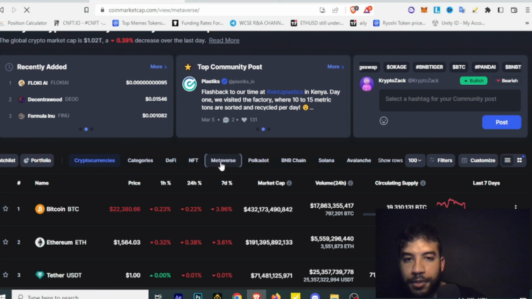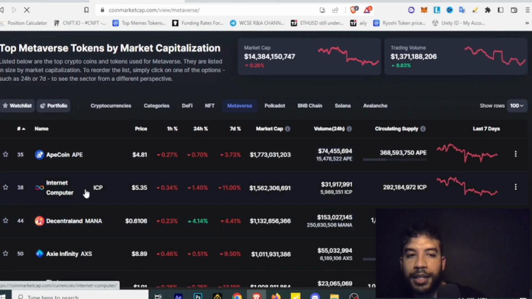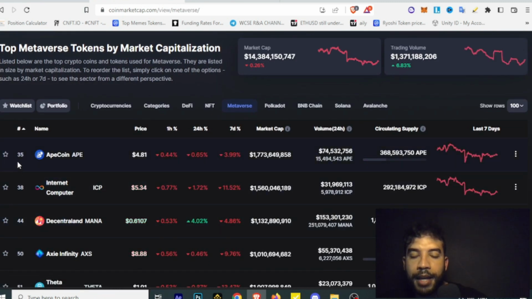So Metaverse, let's say, we can go to the Metaverse, and as we've seen in the one before, they are ranked by their market cap. So Ape token or ApeCoin is ranked 35 among all the cryptocurrencies out there, because the market cap is around $1.7 billion. Now this could give some returns, but the market cap is high.